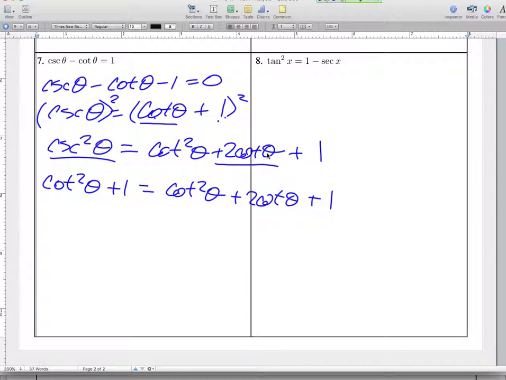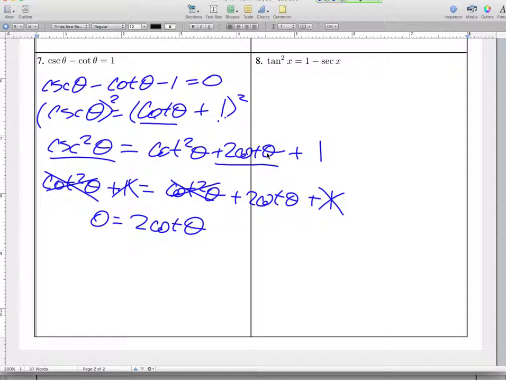Okay, then it returns to just like number 3. Number 3, after you make the Pythagorean substitution, what have I asked you to do? Get it on one side, combine like terms. So, when I subtract cotangent squared over, that's going to cancel those 2 out. When I subtract the 1 over, that cancels the 1 out. So I'm only looking at 2 cotangent theta equals 0.